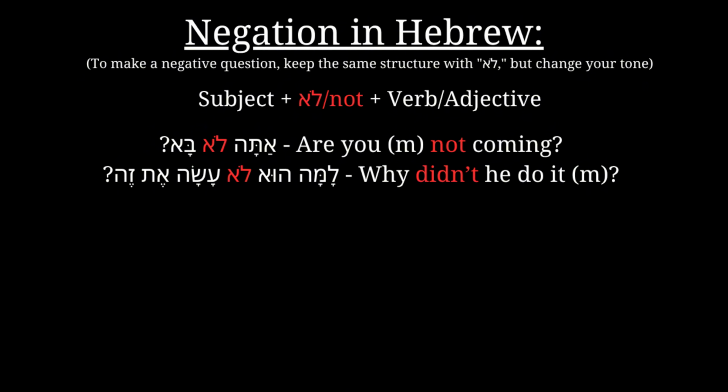Some examples can be אתה לא בא? Are you, masculine, not coming? למה הוא לא עשה את זה? Why didn't he do it? Masculine.